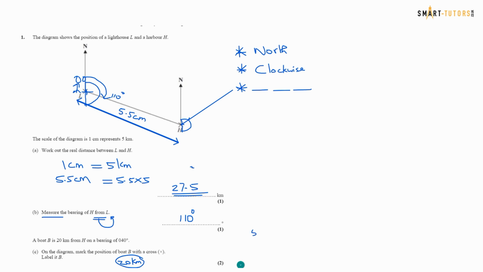So 5 kilometers equals 1 centimeter. So 20 kilometers equals 4 times 5, which is 4 centimeters. So you need to measure 4 centimeters and cut. That is where you need to put a cross, and the point B stands for boat.